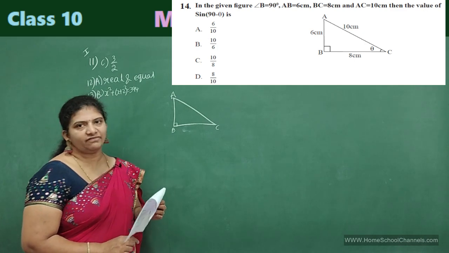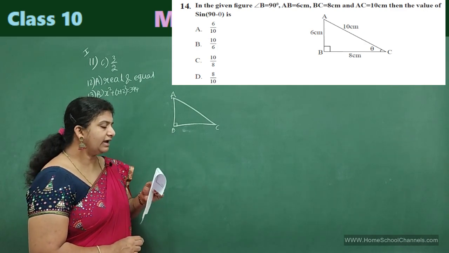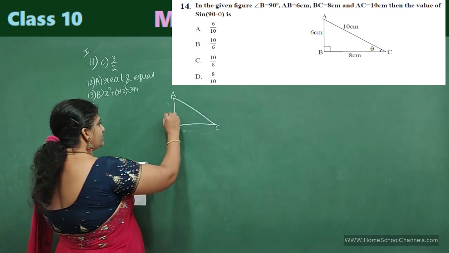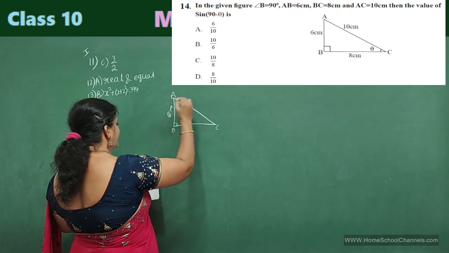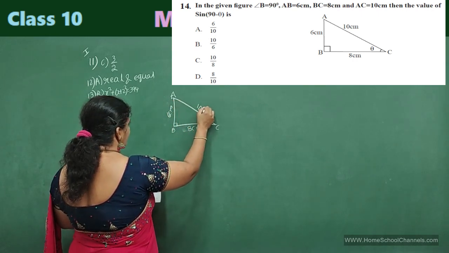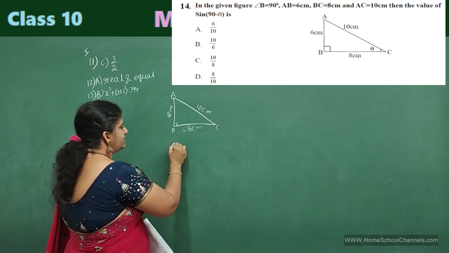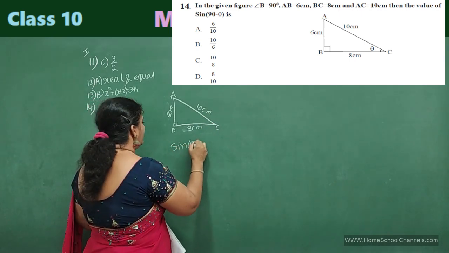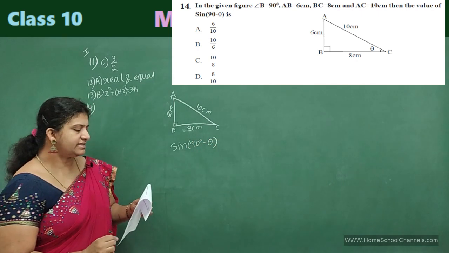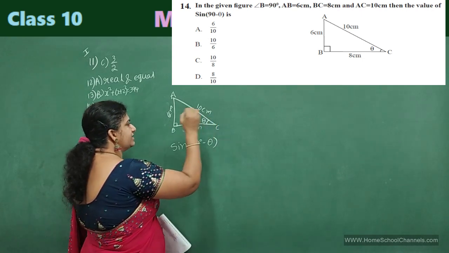14th one. In the given figure, you can see a figure here. Triangle ABC is right angled at B, that is angle B is equal to 90 degrees. AB is equal to 6 centimeters. BC is equal to 8 centimeters. AC is equal to 10 centimeters. Then find the value of sine 90 degrees minus theta. Where is theta here? Yes, theta, the acute angle, is here.